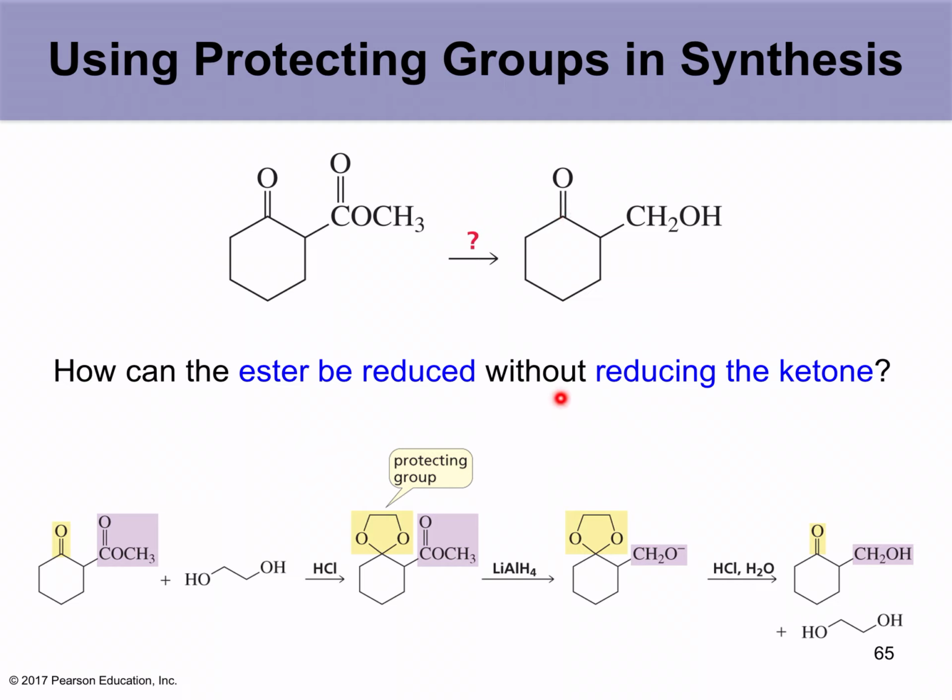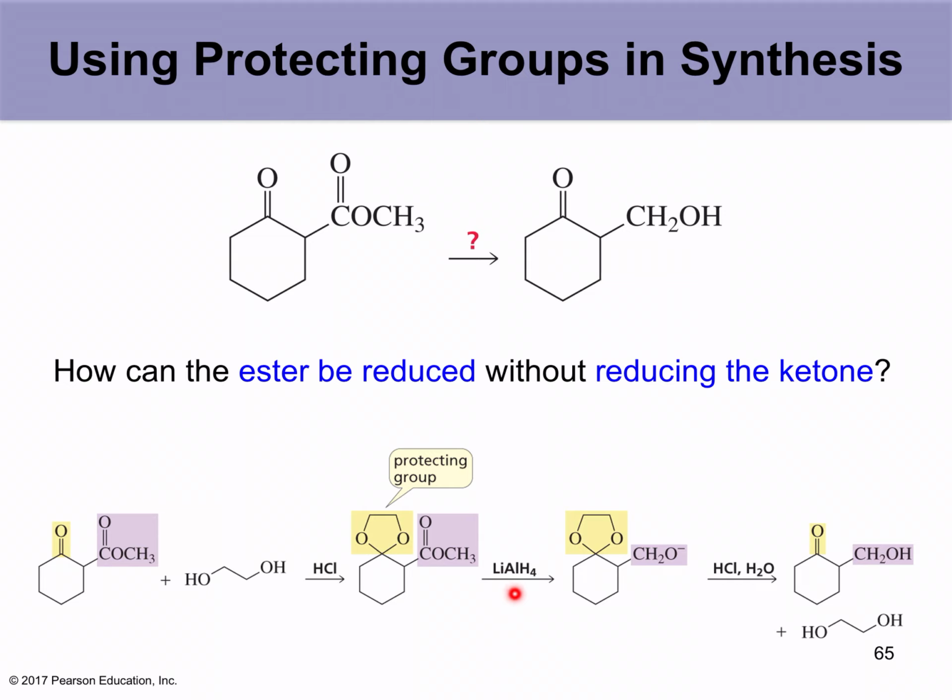How can the ester be reduced without reducing the ketone? So you have two carbonyl groups, two functional groups. You add ethylene glycol, or 1,2-ethanediol, and this will only react with the carbonyl carbon of the ketone, not with the ester carbonyl group. So you're going to be forming a protecting group.